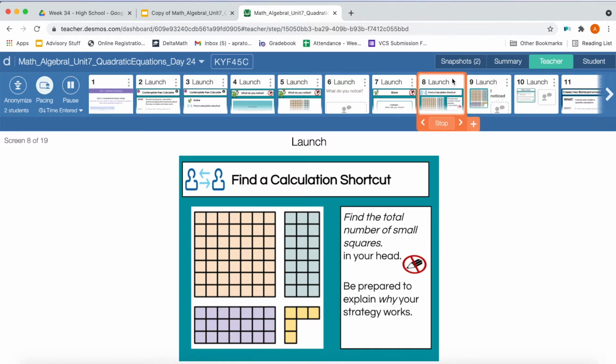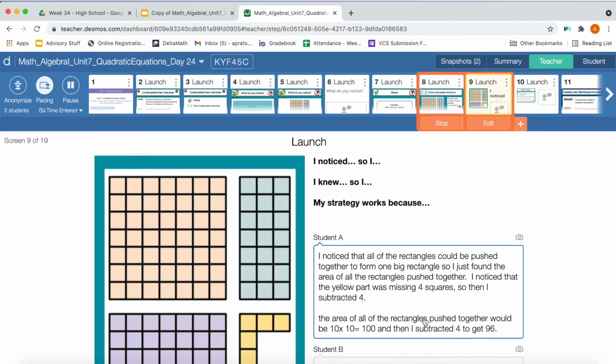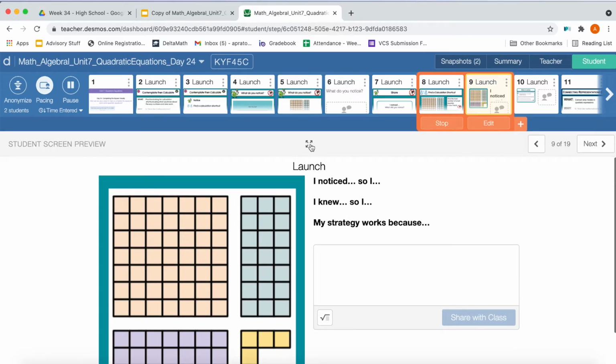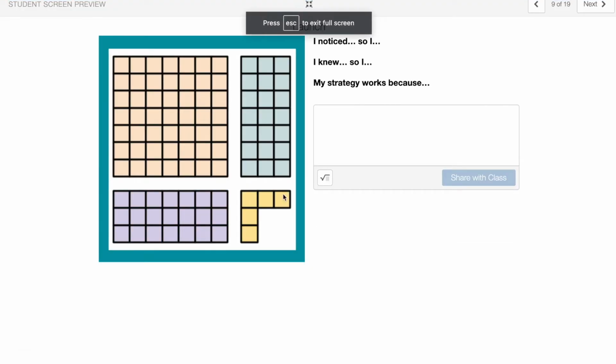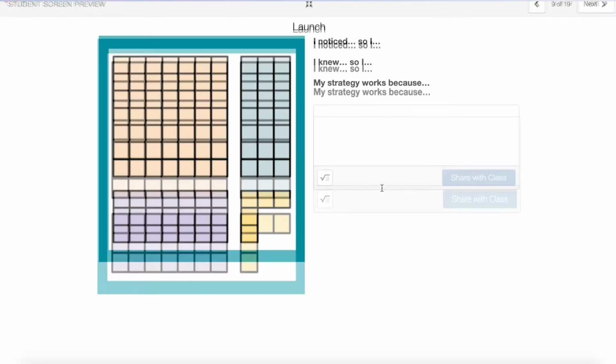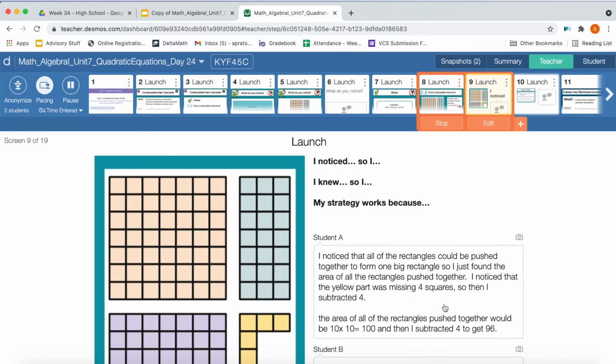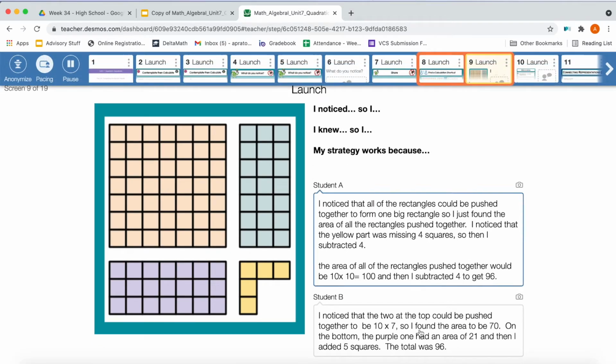Okay, so then you're going to give them time and space to go ahead and answer this. So this is the student view. I noticed, so I knew, my strategy works because... So now, and I'm going to make it bigger. So students have some time to answer these questions, and then they'll share with the class, and when they share with the class, they'll see a couple of other responses. And here are some sample responses you might get.